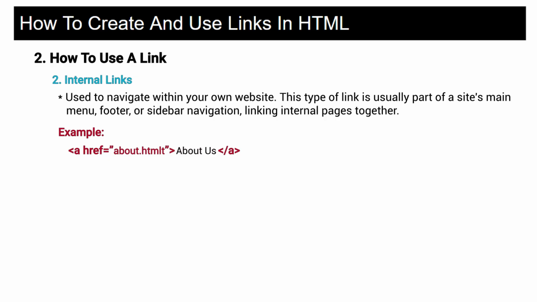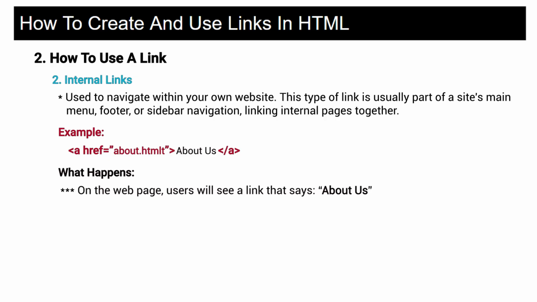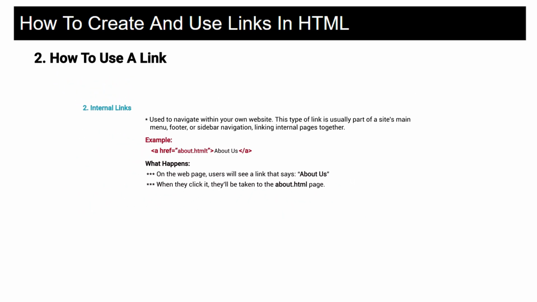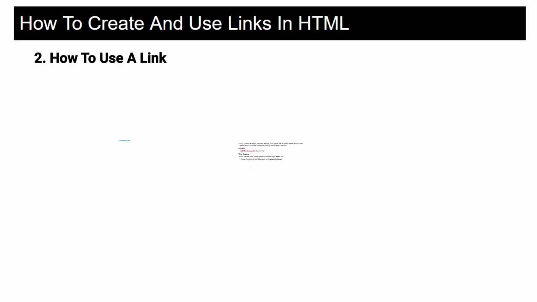So the about us text is the clickable text users will see on the web page. So what happens? On your web page, users will see a link that says about us. When they click it, they will be taken to the about.html page. So let's also see how this works in our code editor.